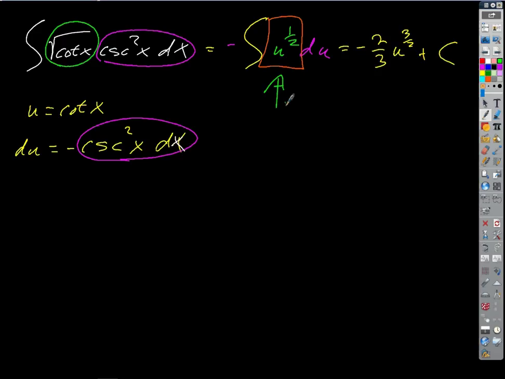So that's our answer. But that's an answer that makes sense only if we're thinking of it in terms of u. Our original question was in terms of x. So what's the last step? Yeah, reverse that substitution and plug in u's. And so our answer actually ends up looking like negative 2/3 cotangent x to the 3/2 plus c. Oh, whoops, 3/2, you're right.